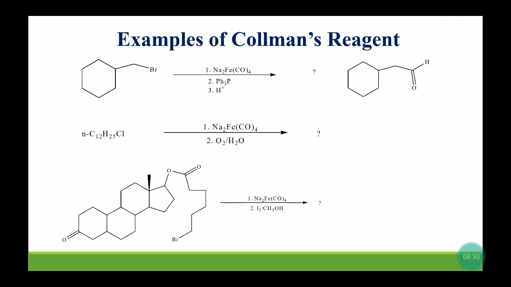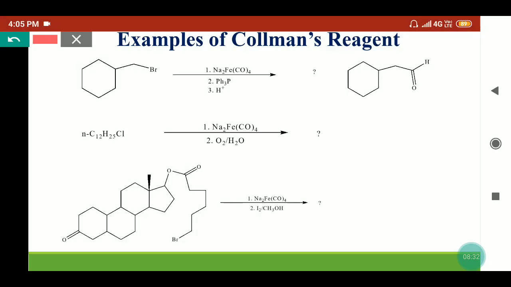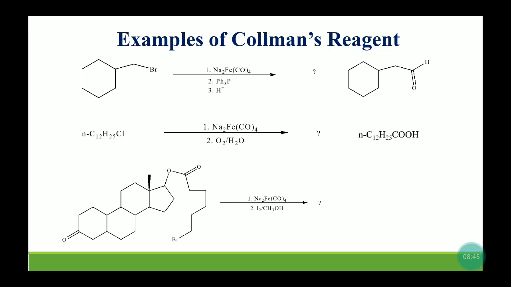So our product will be this. In the similar manner, we have taken the example for a different alkyl halide in presence of Collman's reagent followed by the oxidation. What will be our product? So we'll get the acid as our main product.